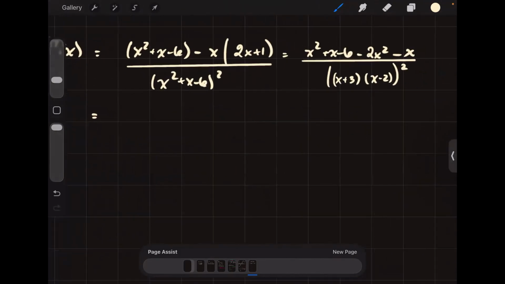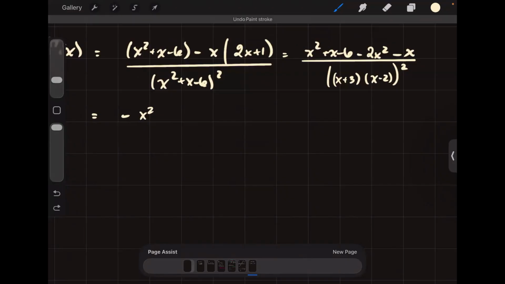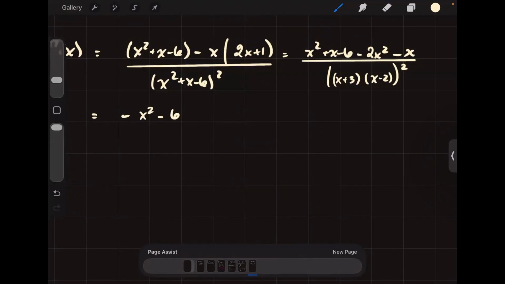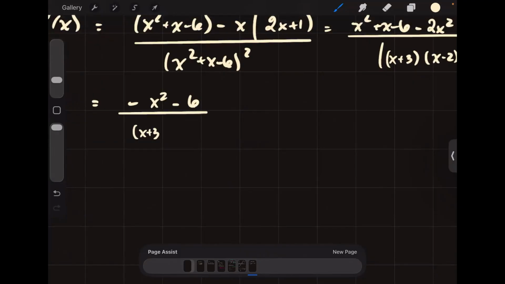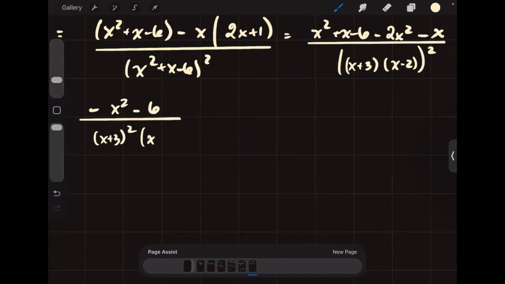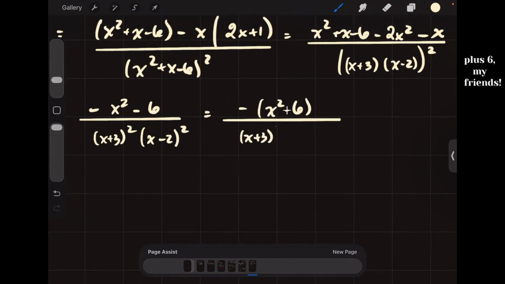Which we will simplify as negative x squared minus 6. Negative x squared minus 6, yeah? I should have chosen better ones, but it's okay. All over x plus 3 squared, x minus 2 squared, which is going to be negative x squared minus 6, all over x plus 3 squared, x minus 2 squared.